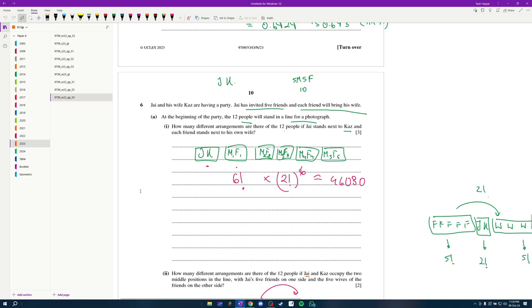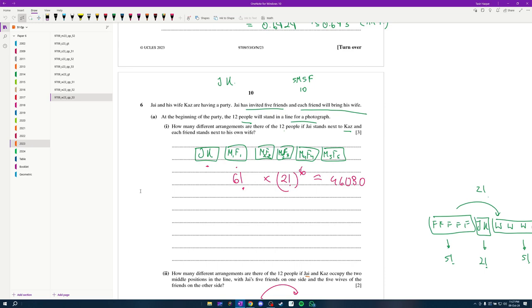Jay and his wife Kaz are having a party. Jay has invited 5 friends and each friend will bring his wife. At the beginning of the party, the 12 people will stand in line for a photograph. How many different arrangements are there of the 12 people, if Jay stands next to Kaz and each friend stands next to his own wife?